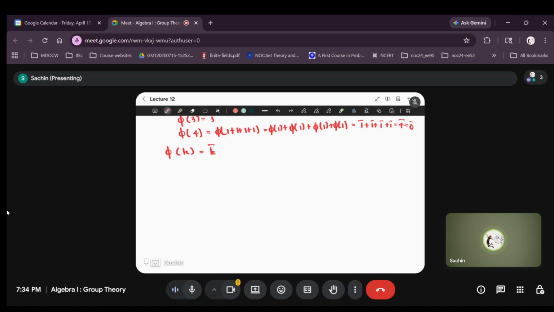Is this homomorphism understood? Yes. It would still be k bar, but if you want the representative to be less than 4, then you can take the modulo of 4 and you'll get a number less than 4.